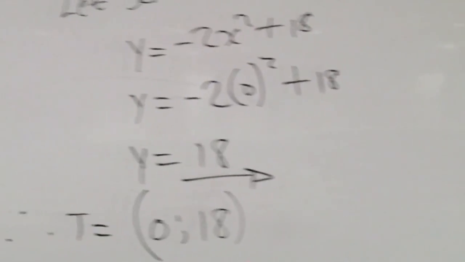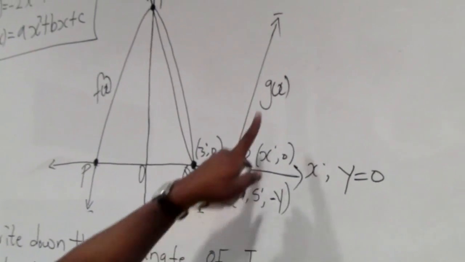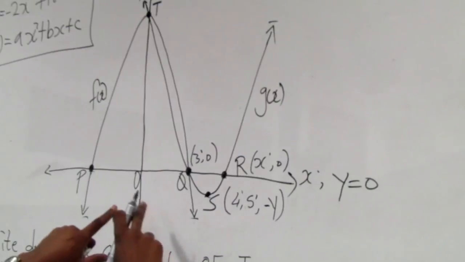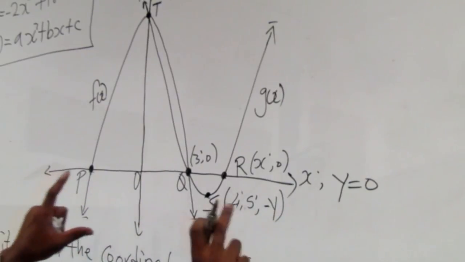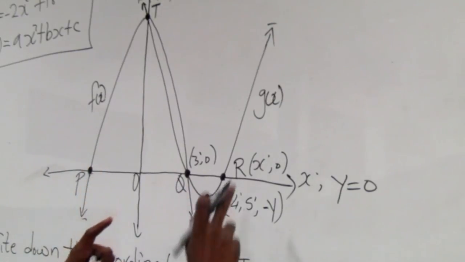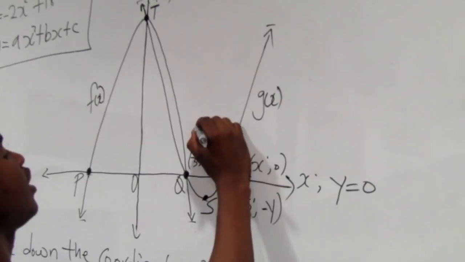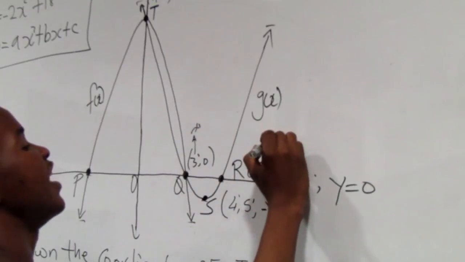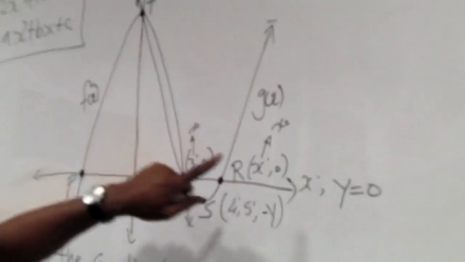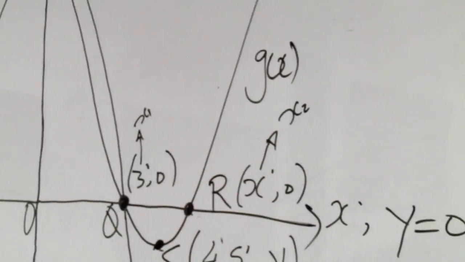we come again to the graph and look for x1, x2. Since point S is a turning point of g of x, and Q and R we consider as x-intercepts of g of x, we consider that this 3 is our x1, and this x is our x2. Then we substitute these accordingly into that formula of the axis of symmetry.